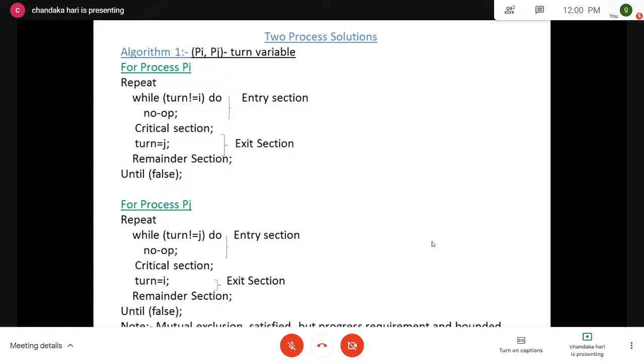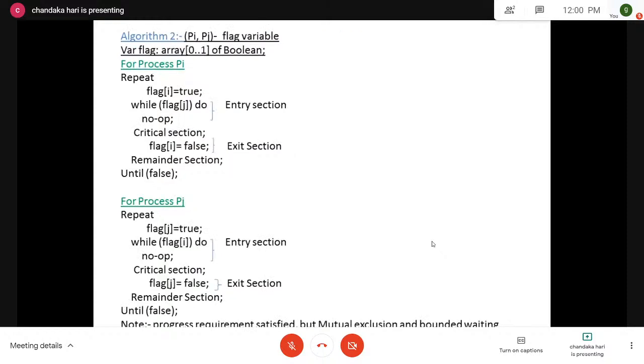Now, another person has come and given another solution for two processes, process Pi and process Pj. There are two processes running in a computer system, both sharing a common variable x. So in order to protect the variable x, I have taken a flag variable.